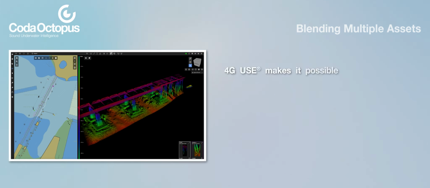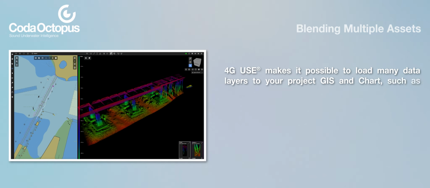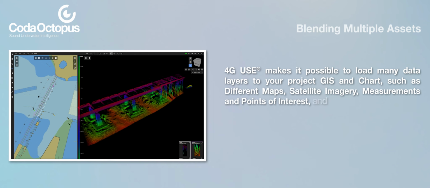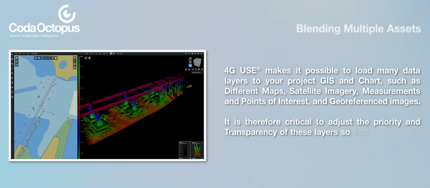4GUs makes it possible to load many data layers to your project GIS and chart, such as different maps, satellite imagery, measurements and points of interest, and georeferenced images. It is therefore critical to adjust the priority and transparency of these layers so that the user can clearly see all contributing data.